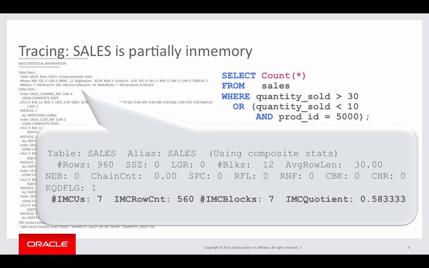Now, how do I know that's accurate? Well, if I look at the total number of rows in the table, there are 960 rows in the sales table, but there are only 560 of those rows populated into the in-memory column store. So for whatever reason, either we chose not to populate a particular partition or we ran out of space when we were populating the sales table, not all of it has been populated into memory, which is why that fraction doesn't show 1 for 100% of the rows being in memory. It shows 58% of the rows are actually in memory.